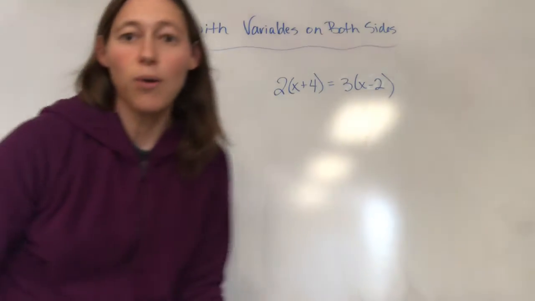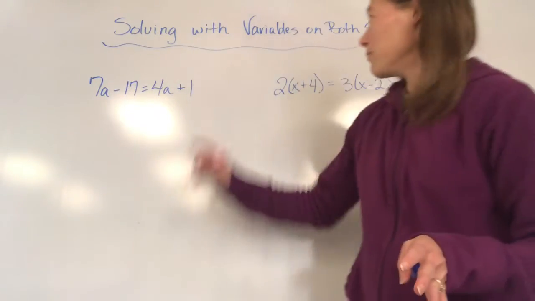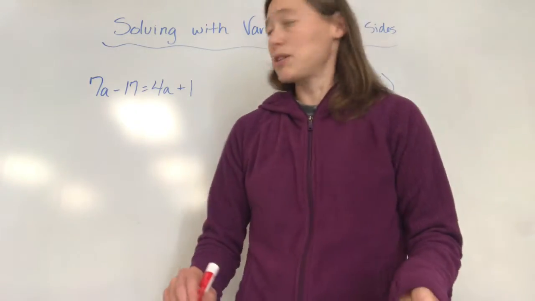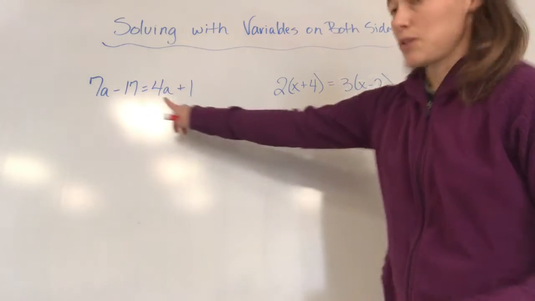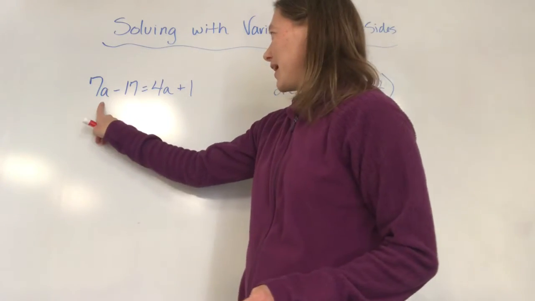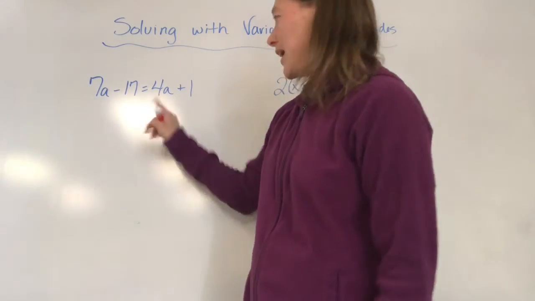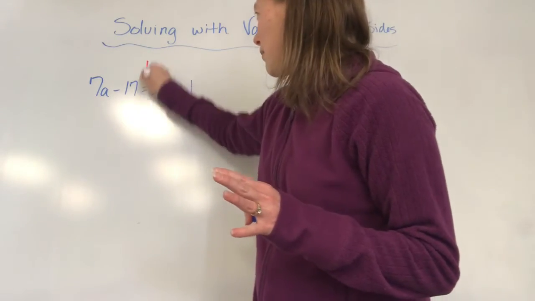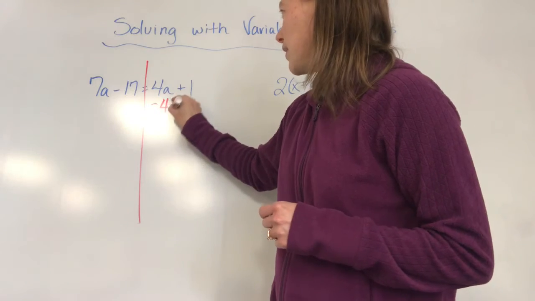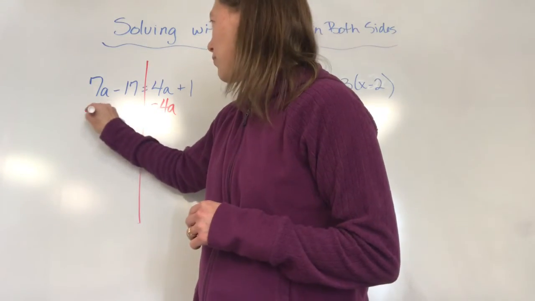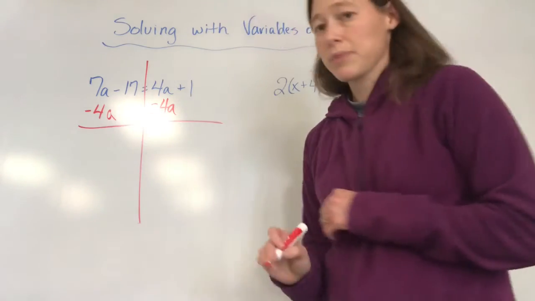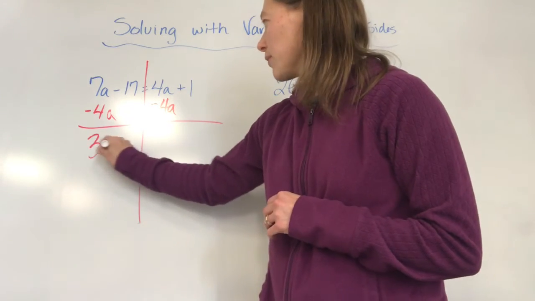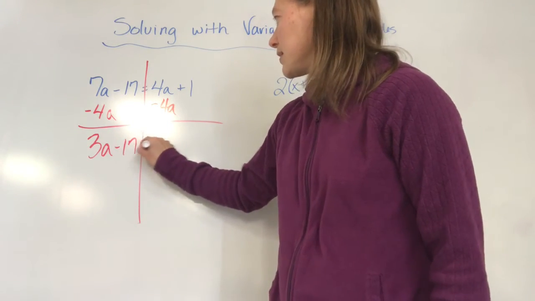Okay, and now solving with variables on both sides of the equation. There we go. All right, so notice here we have an a on the left side and an a on the right side. So we need to get all the a's on one side. Okay, so I'm going to move them all to the left side. So I'm going to get rid of 4 a's on both sides. So then I get 3a minus 17 is equal to 1.